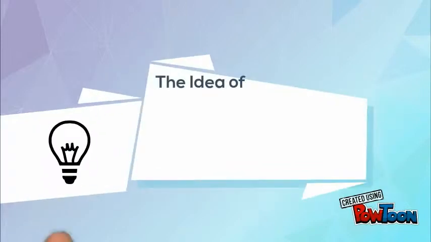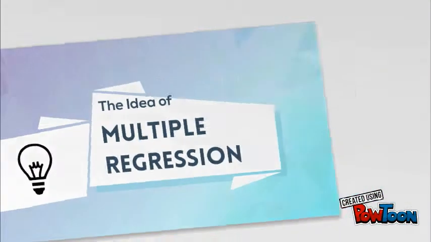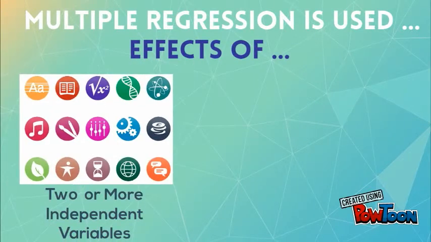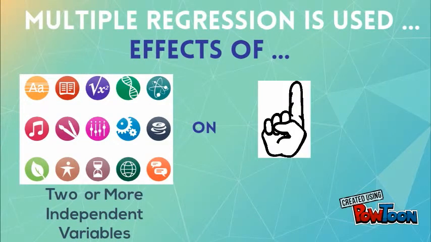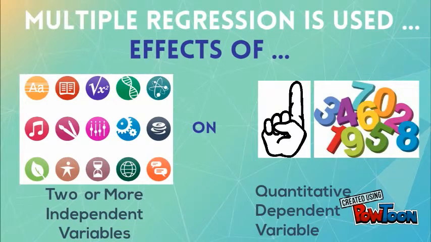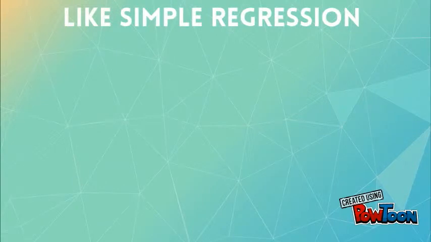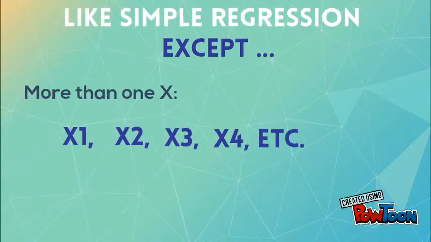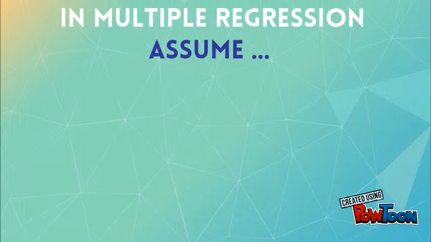The idea of multiple regression. Multiple regression is used when you want to determine the effects of two or more independent variables on a single quantitative dependent variable called y. The idea of multiple regression is conceptually the same as simple regression, except that there is more than one x variable. We call them x1, x2, x3, etc.